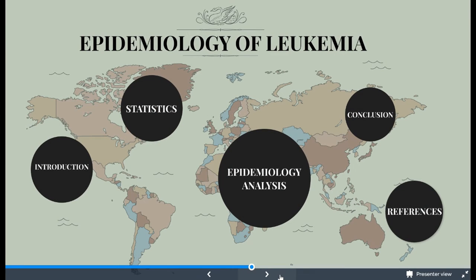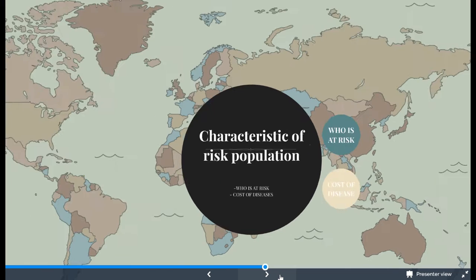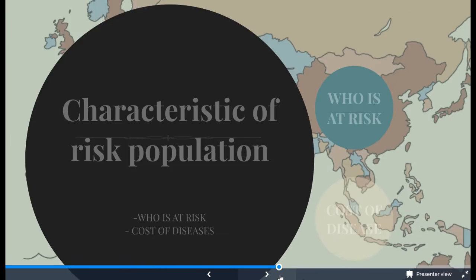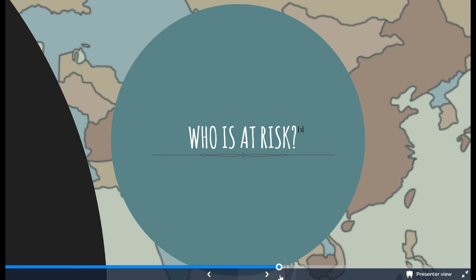Epidemiology analyzes the characteristics of the risk population in leukemia. Who is at risk? Smokers. The more cigarettes smoked a day, the higher the risk of cancer. It is related to the content of the cigarette smoke, which is high in benzene and radioactive matter that can cause leukemia, and one of the common types of leukemia seen in smokers is acute myeloid leukemia.